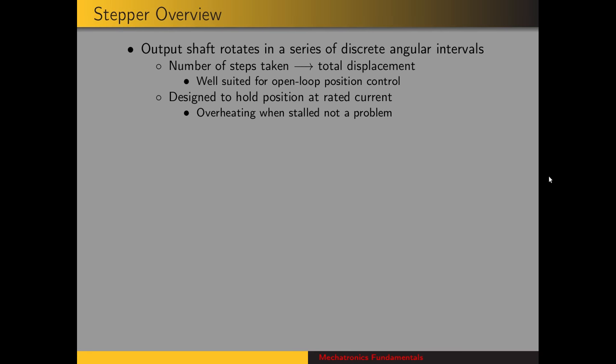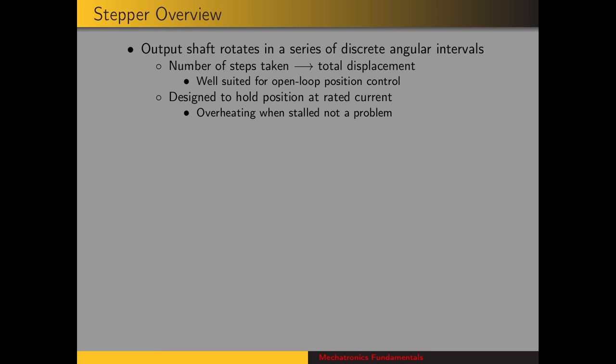Stepper motors have shafts that rotate in a series of discrete angular intervals. One result of that is that the number of steps taken yields the total displacement. So if it's known how many steps the motor has taken, then it's known what the total displacement of the motor is. This makes stepper motors well suited for open loop position control.